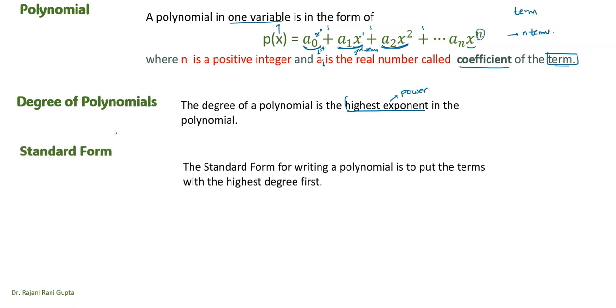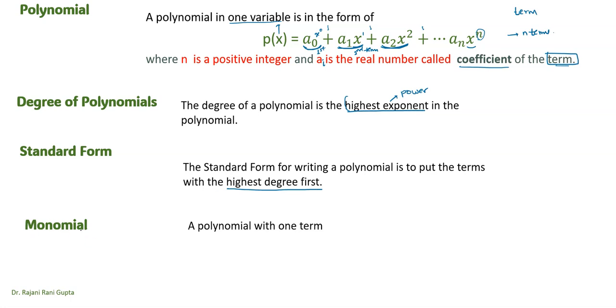Then, when do we say that a polynomial is in standard form? We say that the polynomial is in standard form when we start writing with the highest degree term first. We arrange them from higher to lower degree terms. We are going to see all these things with an example after we complete these definitions.